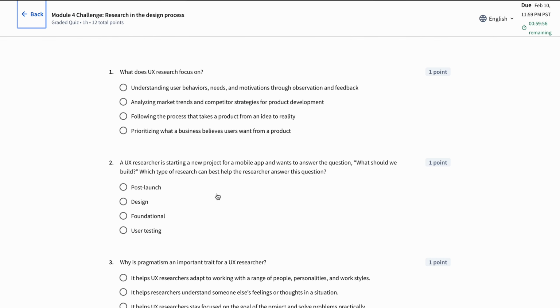This is a test. Yes, a test. What does UX research focus on?